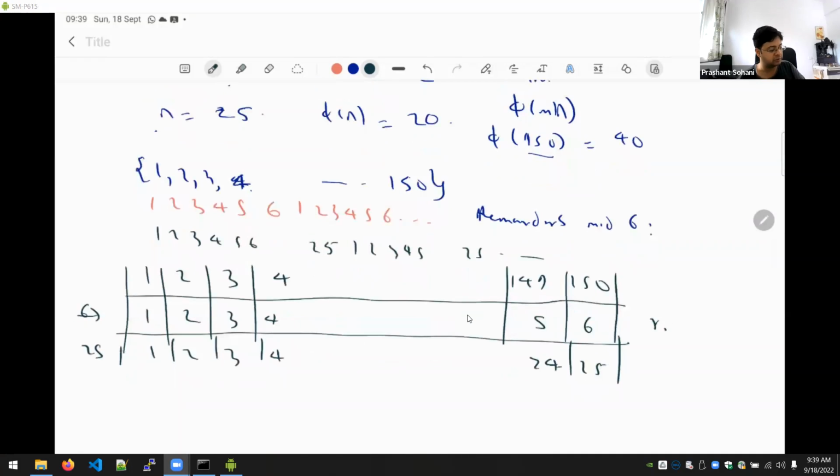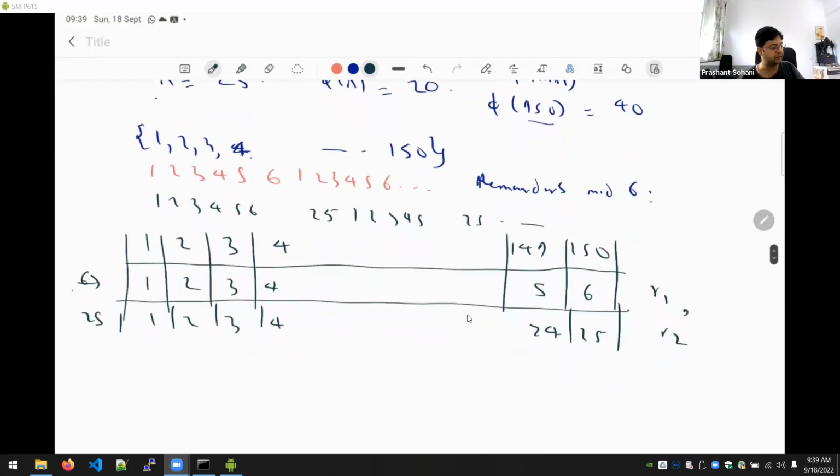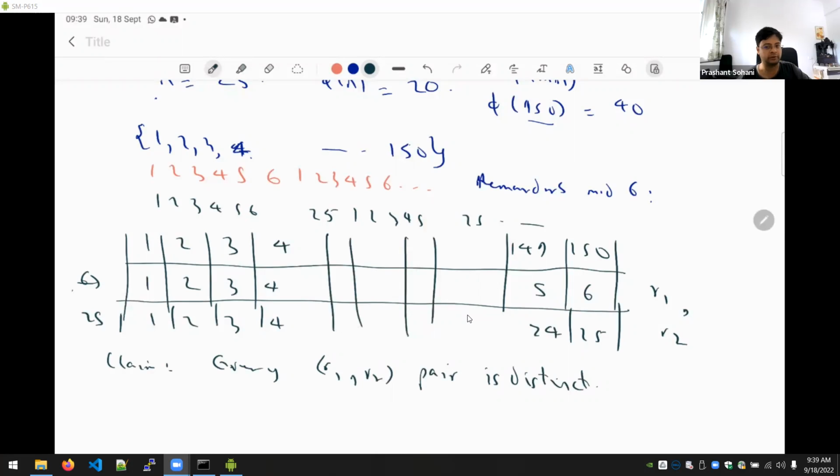So if I call these remainders R1 and R2, R1 is the remainder modulo 6 and R2 is the remainder modulo 25. Do you see that this is the claim: every R1, R2 pair is distinct. This is the first thing I would like us to observe, that this R1, R2 pair will never repeat. We cannot have two numbers which have the same values of R1 and R2.